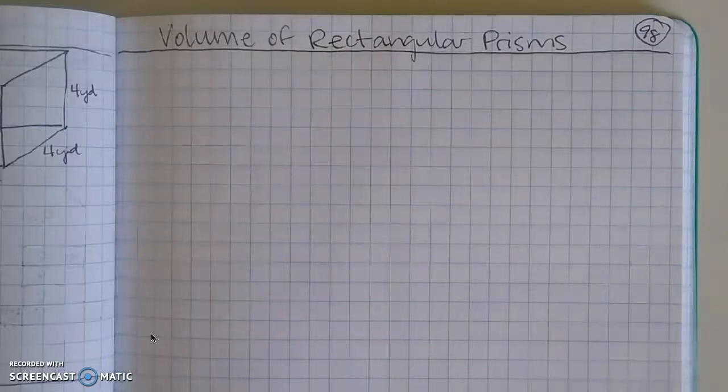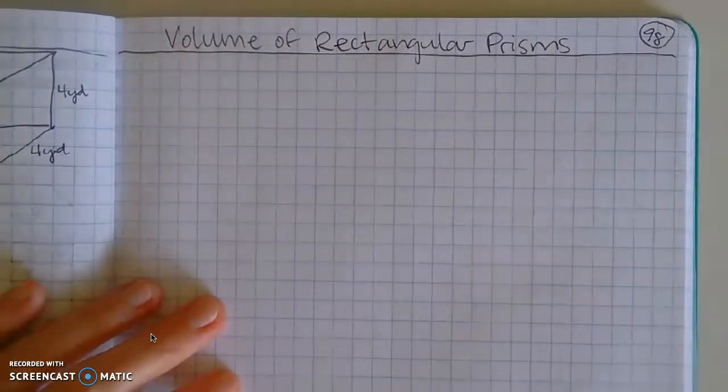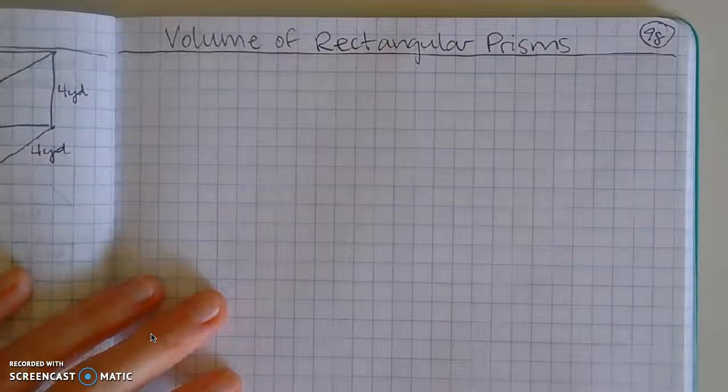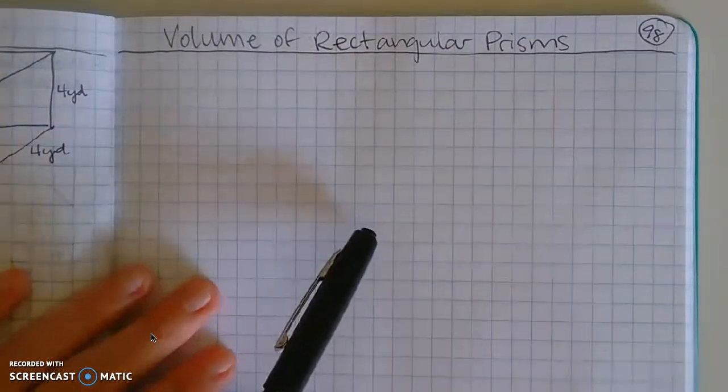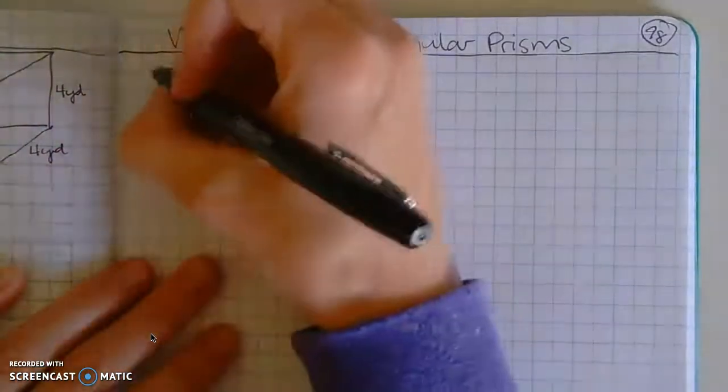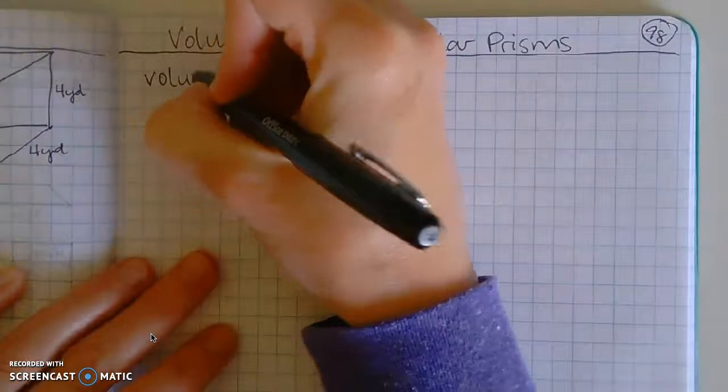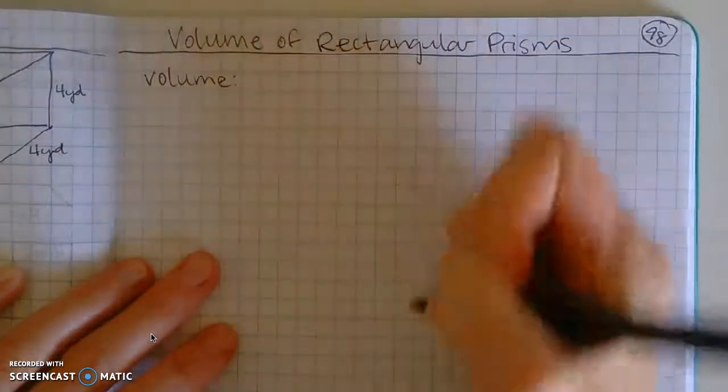So that being said, let's get some vocabulary down. Page 97 is going to be our practice page. We're going to be taking notes on page 98. All right, so first up, what is volume? You might remember, but if you don't, here's a refresher.